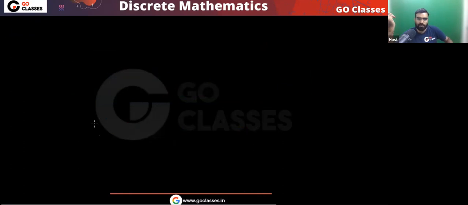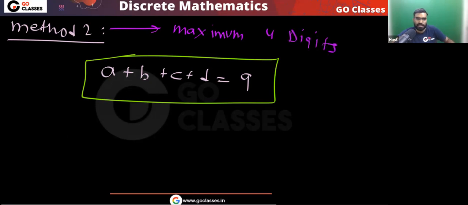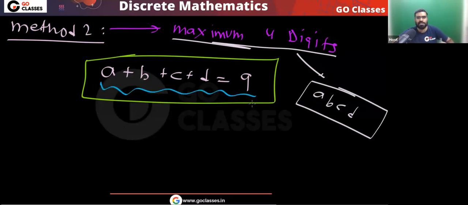Now, let me give you method number 2 also. Method number 1 we have seen, but let me give you method number 2. You can directly consider A, B, C, D equal to 9, because maximum 4 digits can be there. Agree with me that maximum 4 digits can be there. Let's assume these digits are ABCD. So you can directly see A plus B plus C plus D equal to 9.